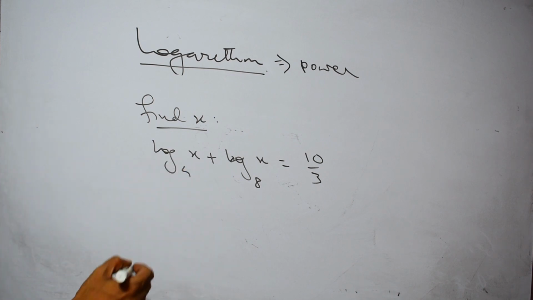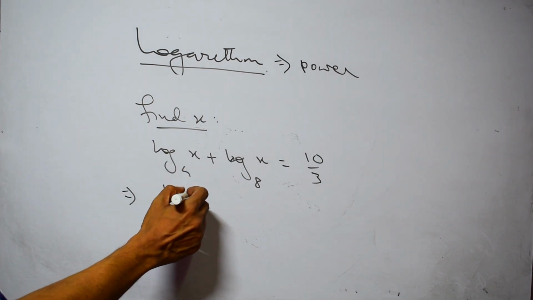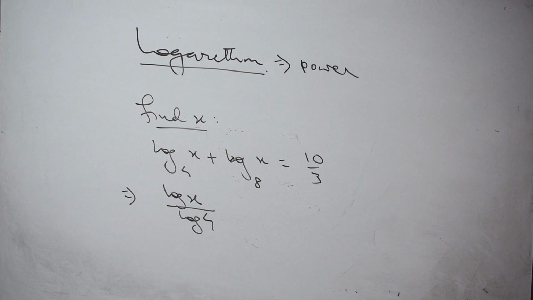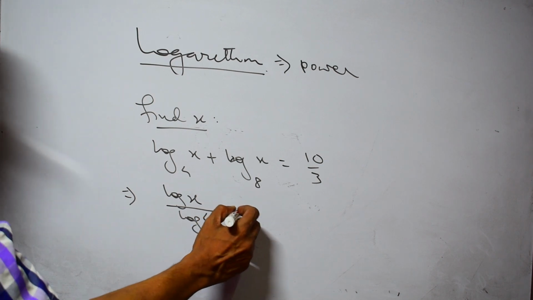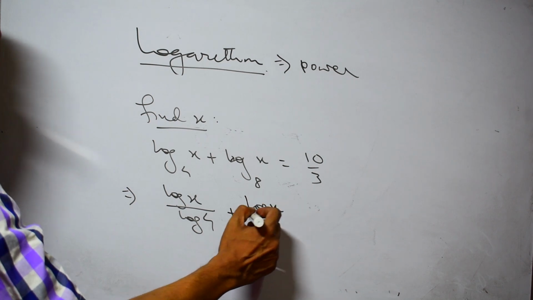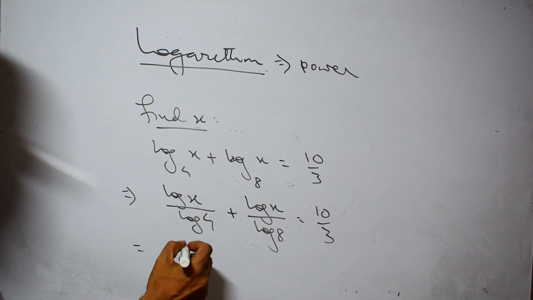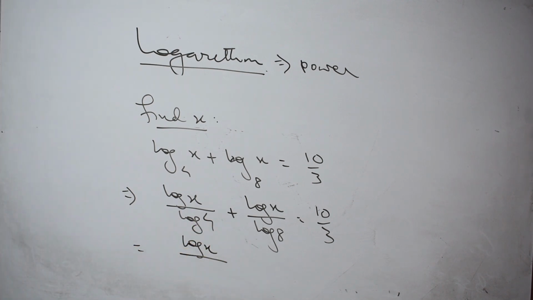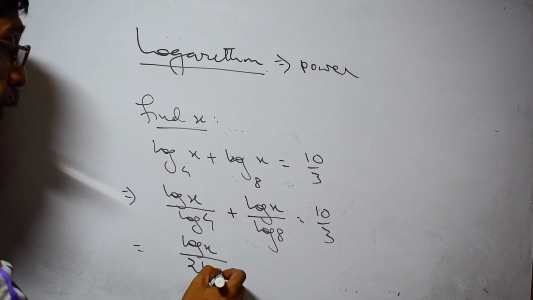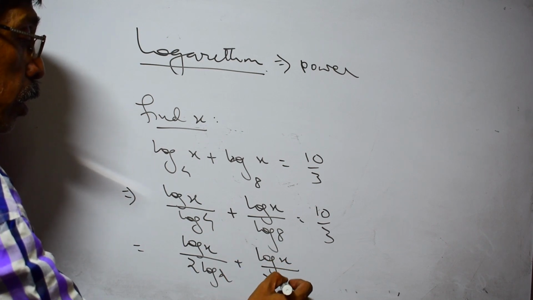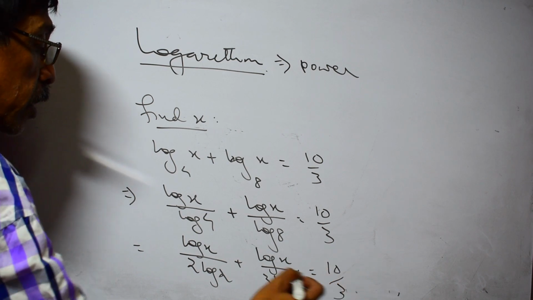Now here what we can do is take the concept of log a by log b. Log x to the base 4 is log x by log 4, where log b is the base, and the other is log x by log 8, and this is 10 by 3. So what we can see is that 4 is 2 squared, so log 4 will be 2 log 2. And 8 is 2 to the power 3, so it will be 3 log 2. So this is equal to 10 by 3.